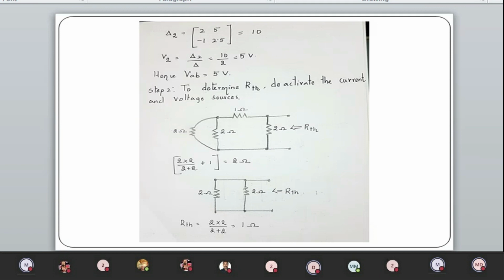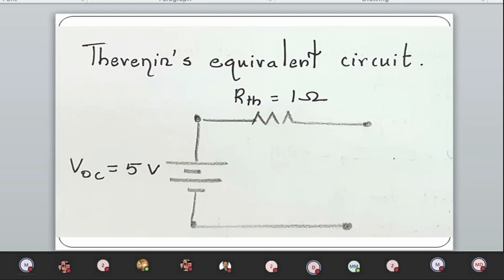Okay, so the Thevenin's resistance is actually the looking back equivalent resistance. Okay, so you can notice that 2 ohms and 2 ohms are connected in parallel. So that will give you 1. 1 plus 1, 2. Again, 2 and 2 are parallel. So the Thevenin's equivalent resistance is 1 ohm. Right? So you can notice this completes the problem. The open circuit voltage is 5 volts and the Thevenin's resistance is 1 ohm.